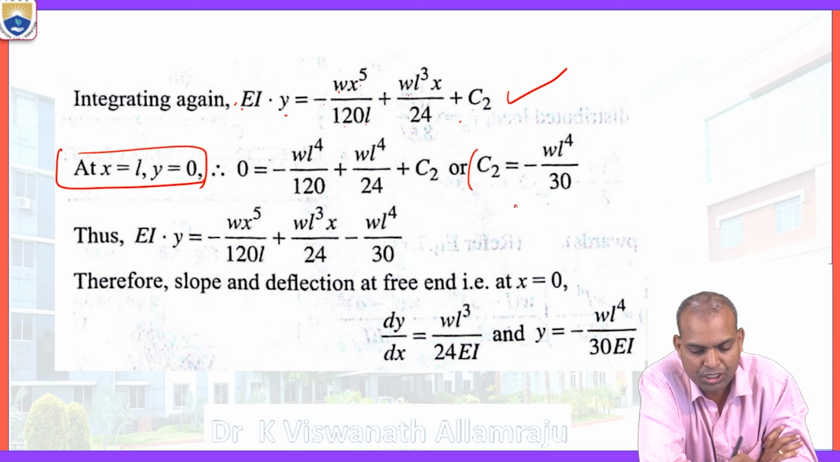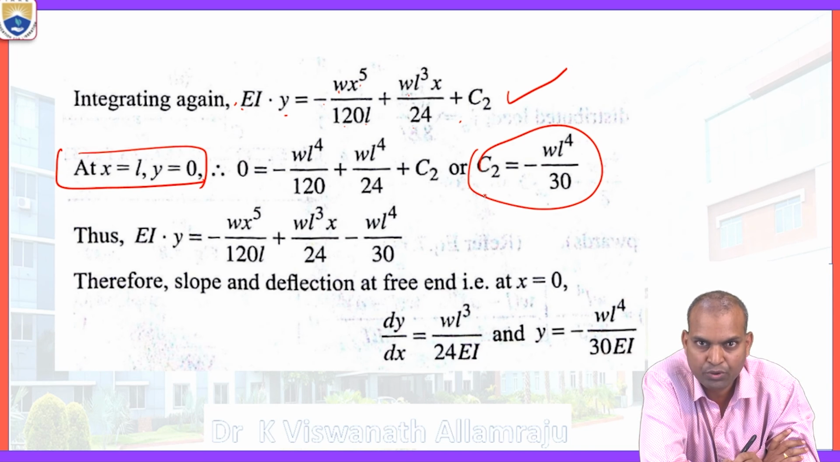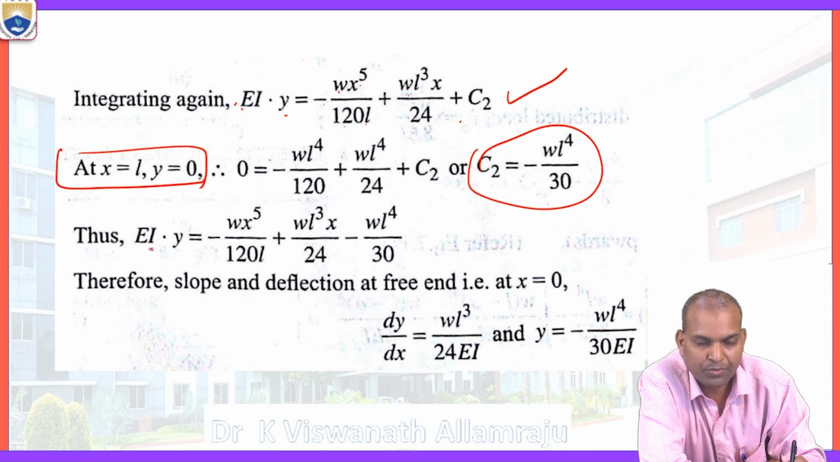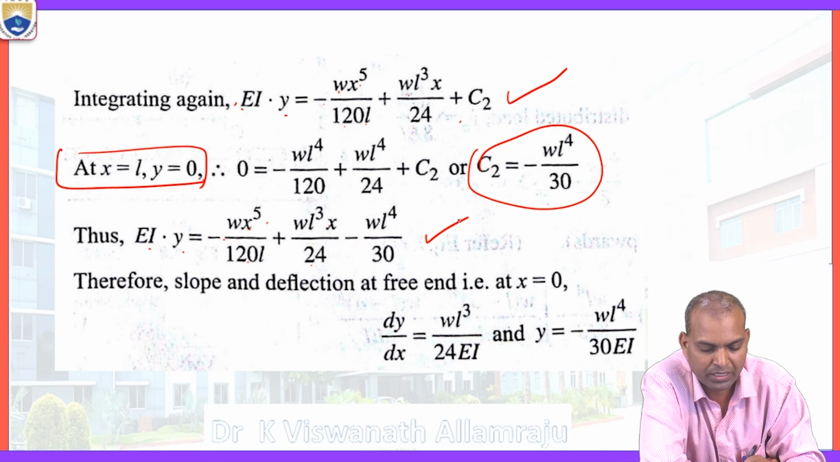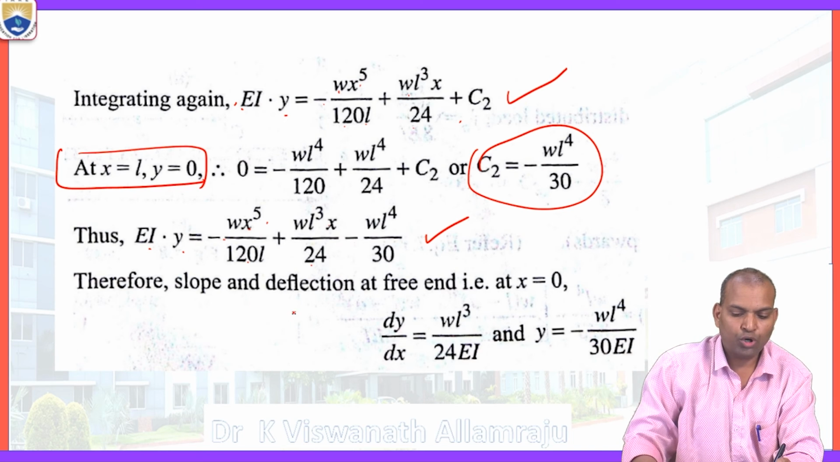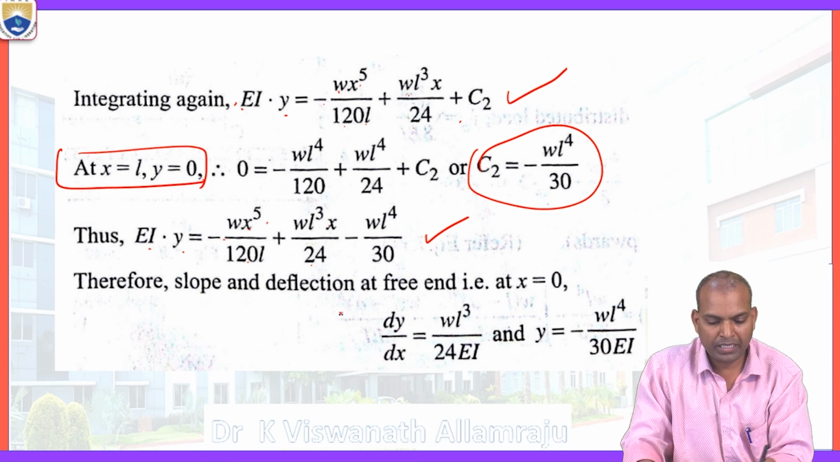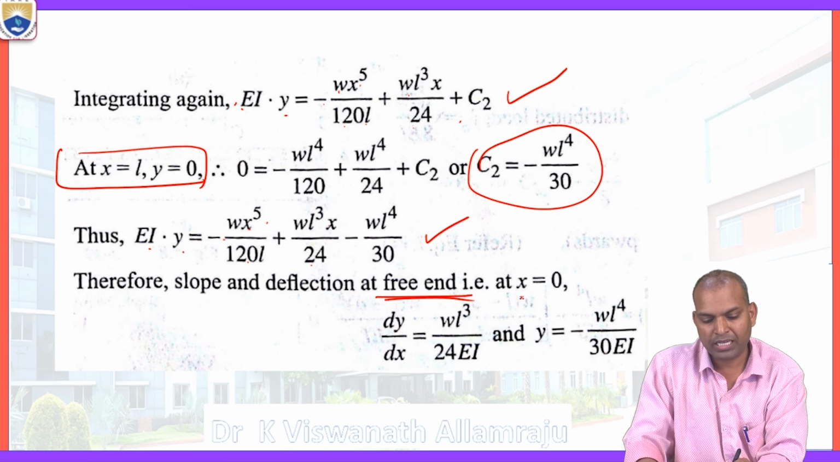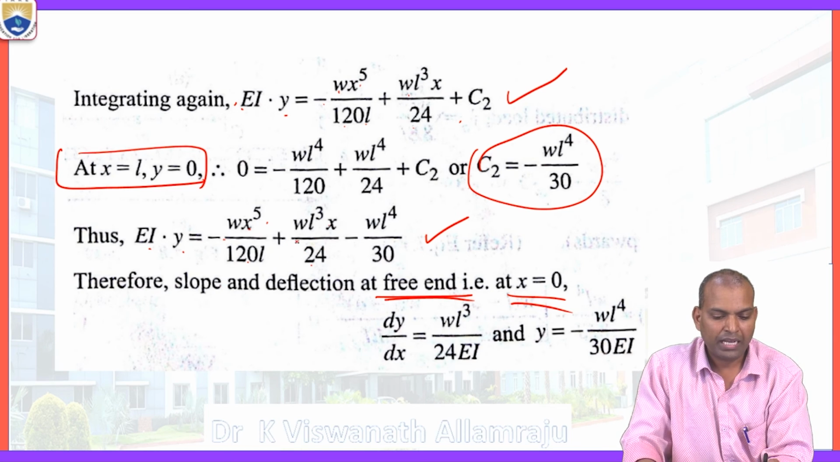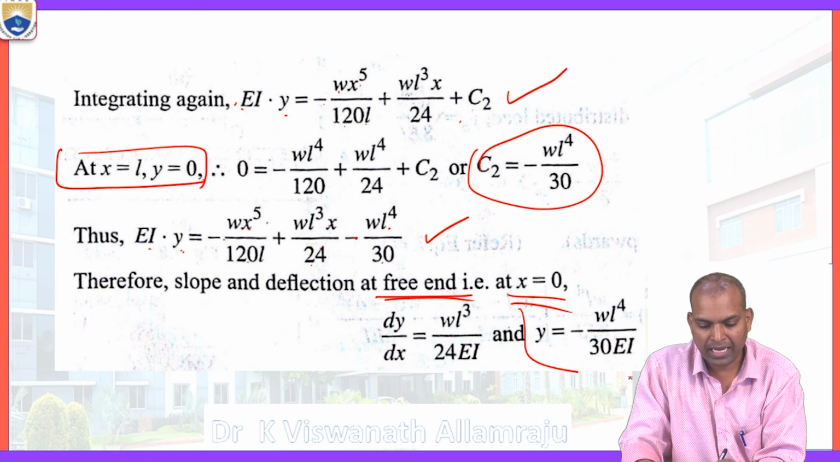Now substitute, and C2 is obtained as minus WL power 4 by 30. That is Ei times y equals minus Wx power 5 by 120L plus WL cube x by 24 minus WL power 4 by 30. Now the slope and deflection at the free end: substitute x equal to 0, which gives y equal to minus WL power 4 by 30 Ei.